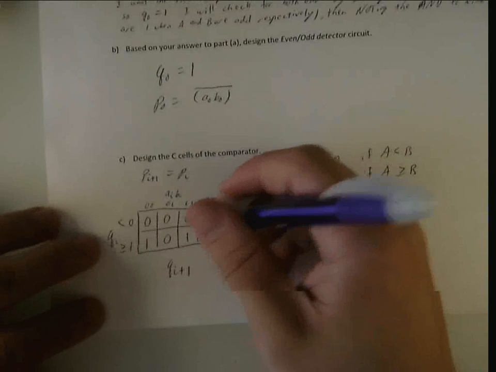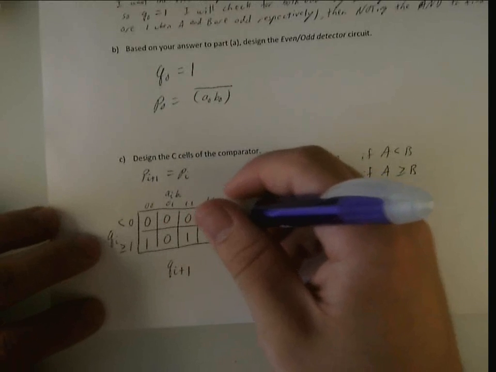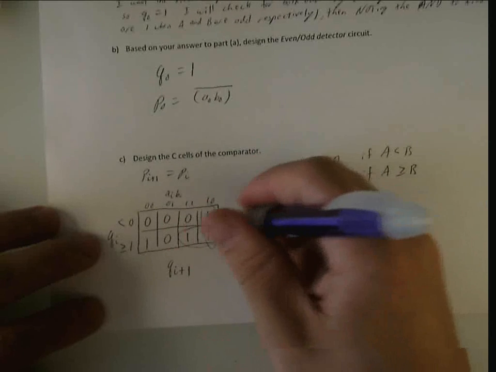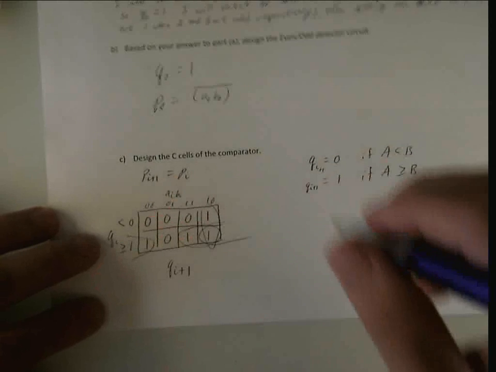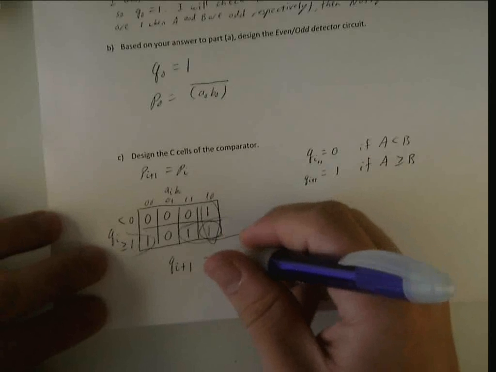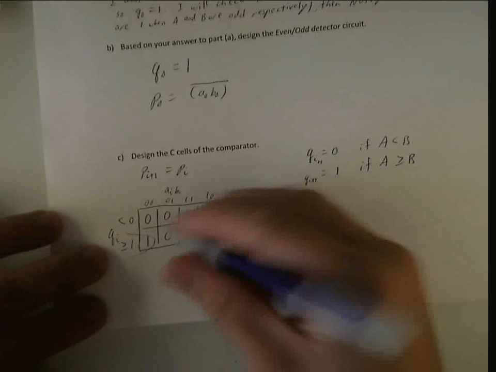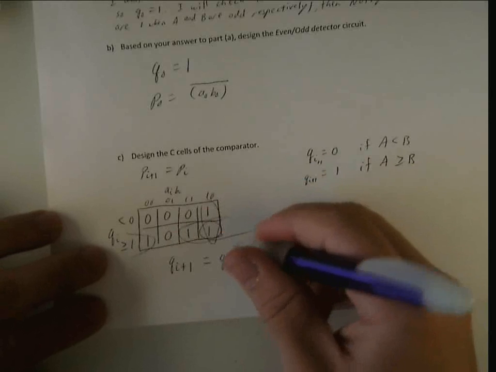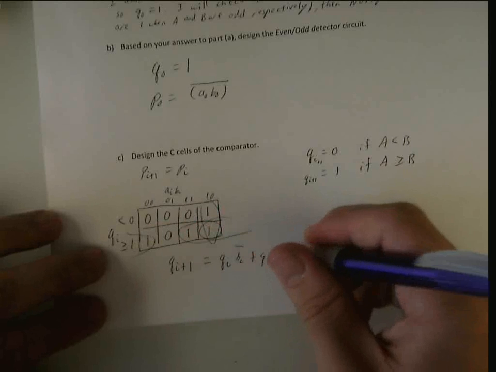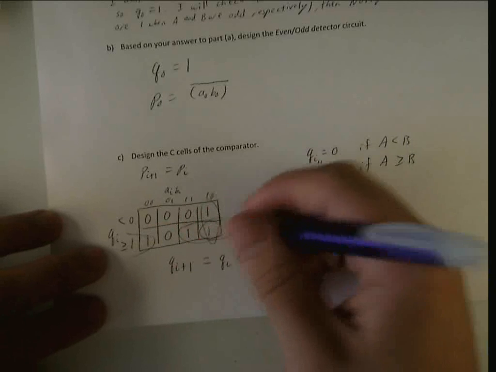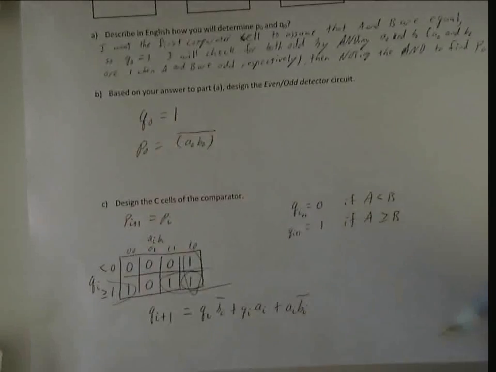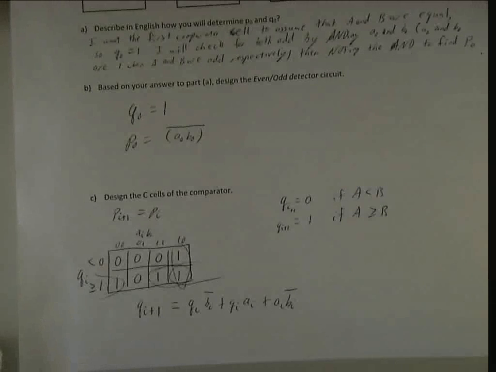For minimal, there's not really a great solution for this, so we're going to have that, that, and that. And so Q sub i plus 1 is going to equal Q sub i, B sub i bar, so that's that one. And then we're going to have Q sub i, A sub i, that covers that, or A sub i, B sub i bar. And that completes problem 4.